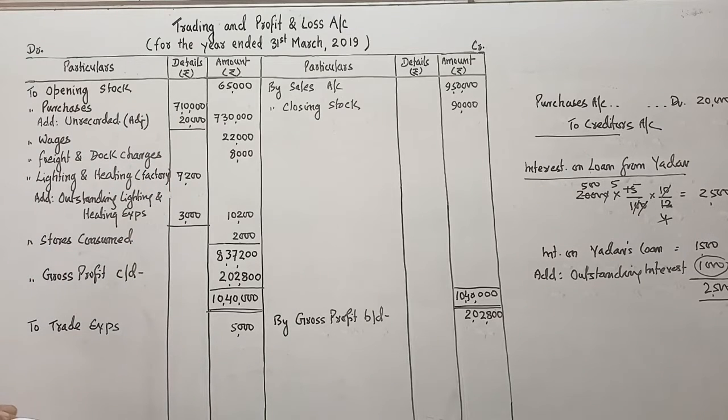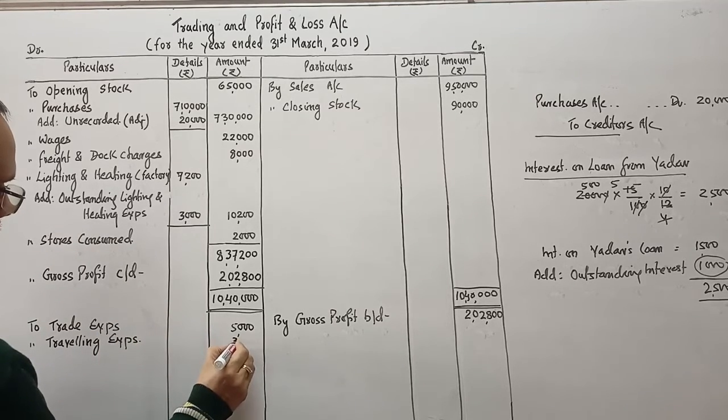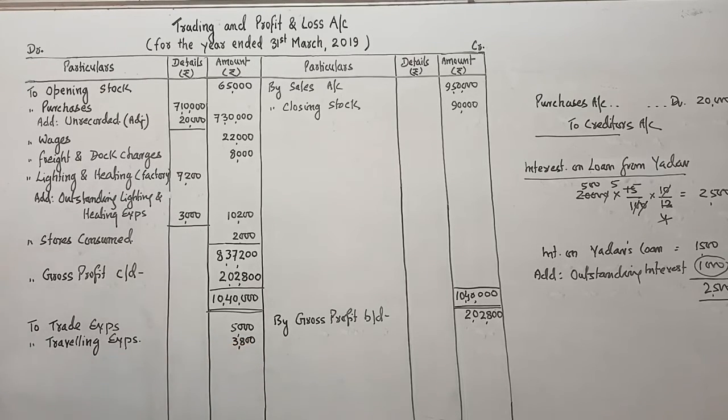Now come to after trade expenses. Next is traveling expenses. This is also an indirect expense. Traveling expenses is 3,800. After that you see rent paid. Rent paid is how much?